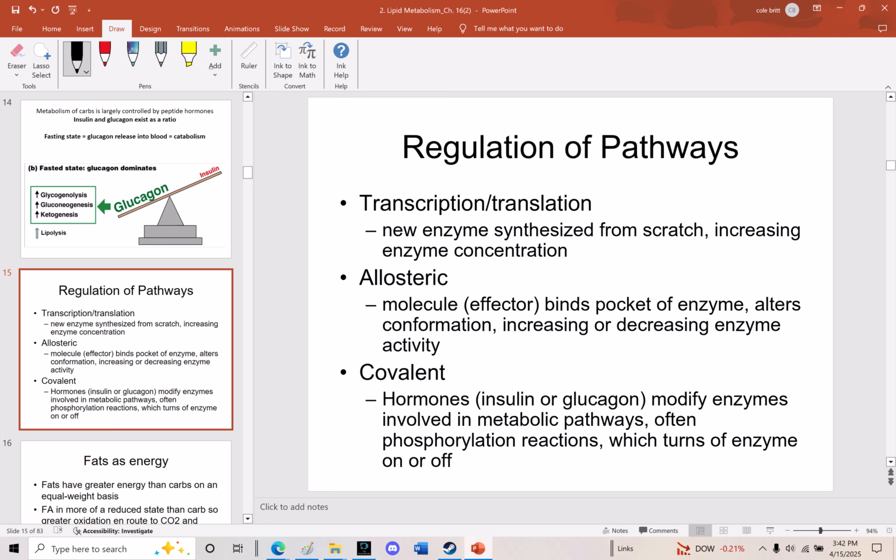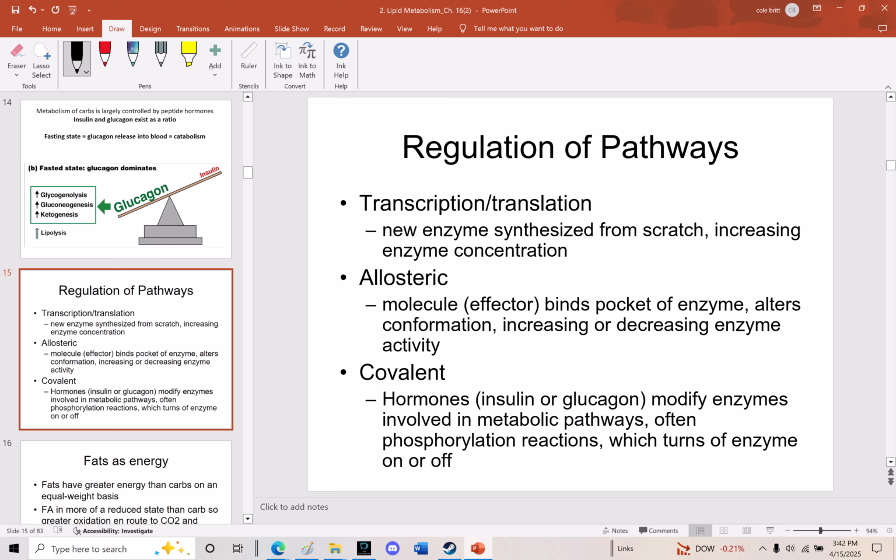Are you guys thinking, why did I come back from spring break? Yeah. You're doing allosteric and covalent regulation still. All right. So we're going to get to the pathways, but that was just a little bit of review.